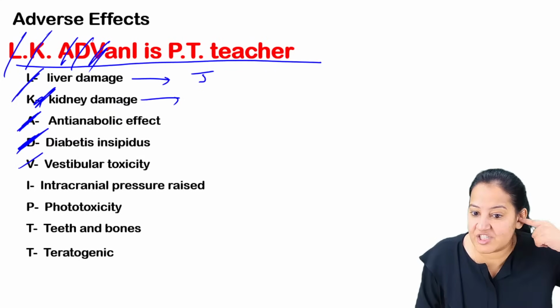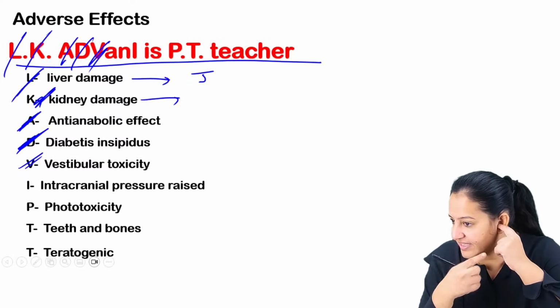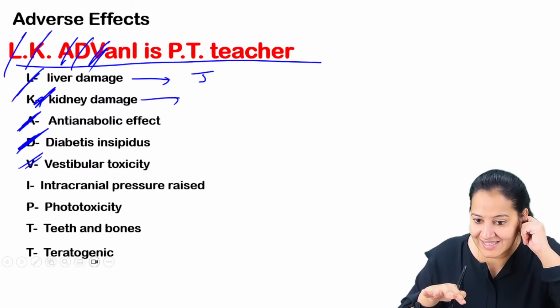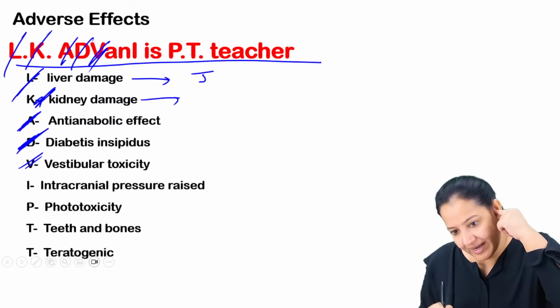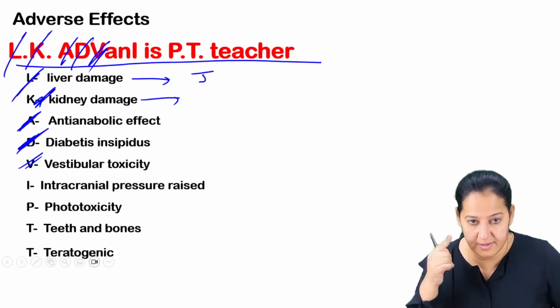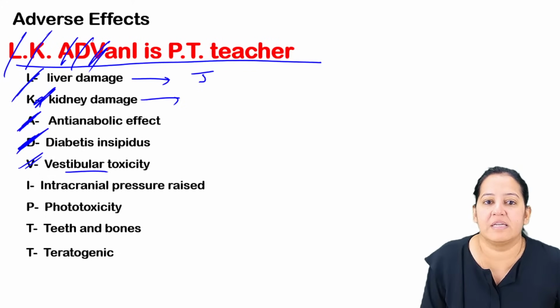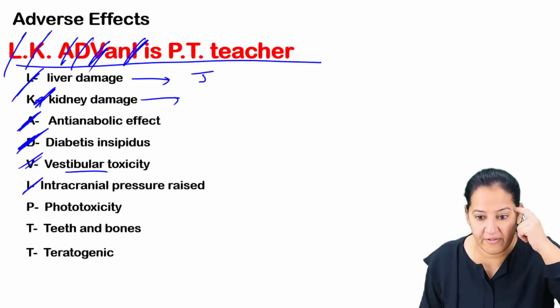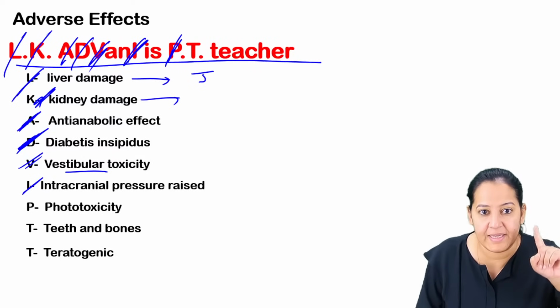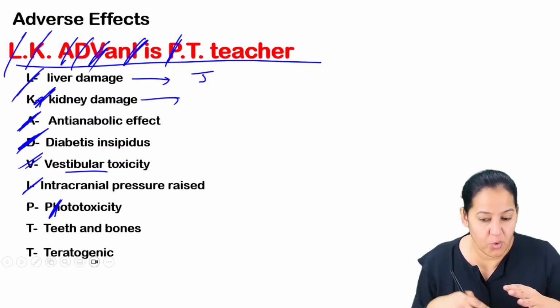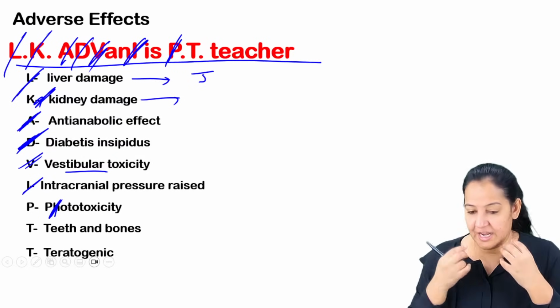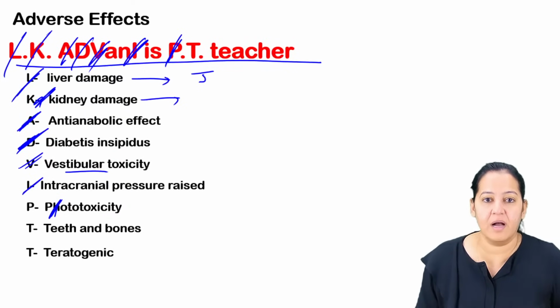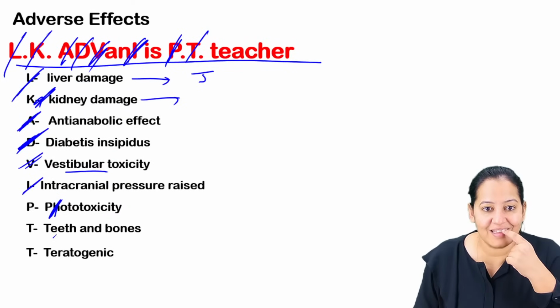V, they cause vestibular toxicity. You know, inside the ear we have 3 semicircular canals which cause the balancing. So that is known as vestibule. If vestibule gets damaged, the patient has vertigo. चक्कर आएंगे, है ना? Vertigo. So vestibular toxicity, okay? I stands for increased intracranial pressure, है ना? P stands for phototoxicity. If the patient goes in the sunlight, there will be rashes on the skin if the patient has taken any of the tetracycline. Phototoxicity.